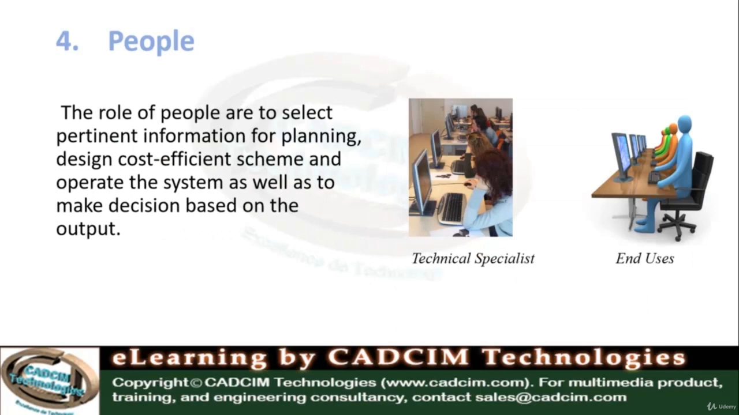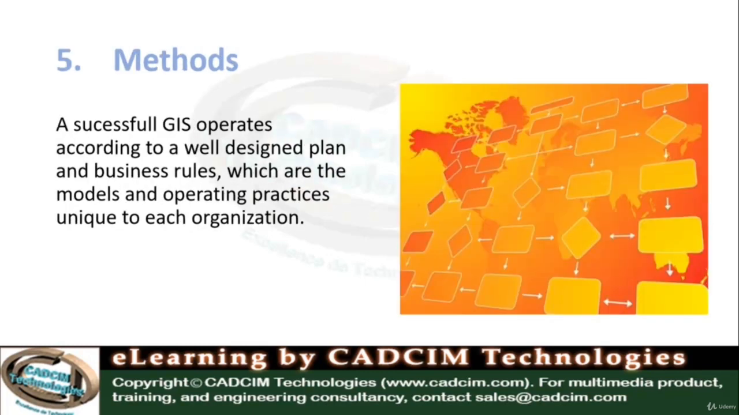Fourth is people. This component of GIS includes all those individuals such as programmers, database managers, GIS researchers, etc., who are making the GIS work, and also the individuals who are at the user end and using the GIS services, applications, and tools. Fifth is methods.